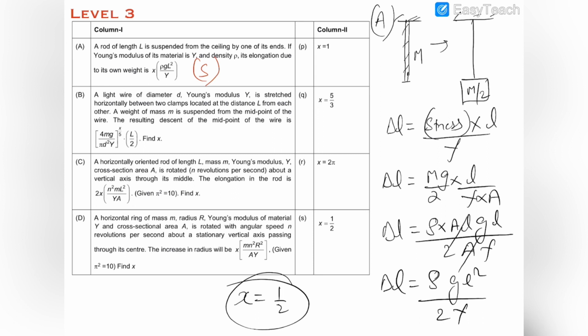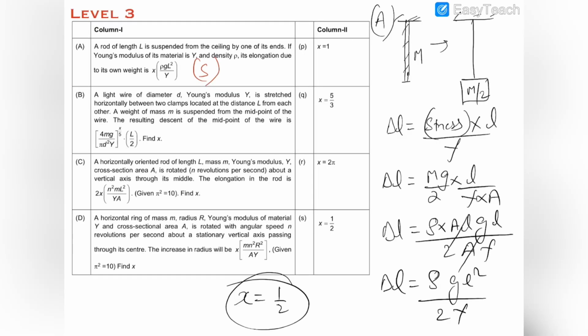Now in the next part, part B, it is given that a light wire of diameter D, and its Young's modulus is gamma, is stretched horizontally between two clamps, and the distance between the clamps is L. Now a weight of mass m is suspended at the midpoint of this wire, as a result of which the midpoint descends down by a distance of this. We have to find x.